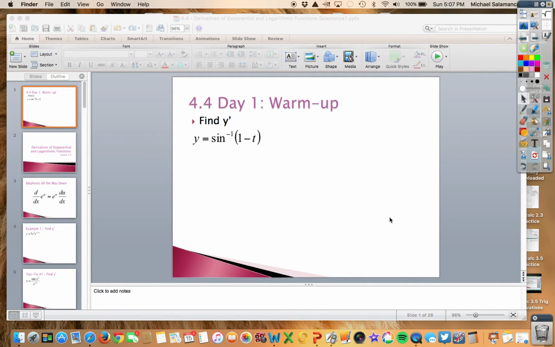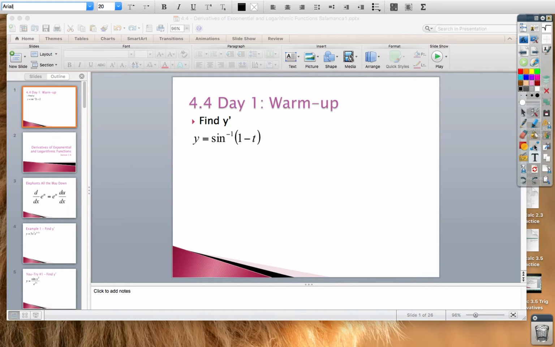Hello students, in today's video we're going to work on derivatives of exponential and logarithmic functions. So let's get started. It'd be a good place for you to pause your screen and try this problem on your own. Hopefully you've paused the screen and you're just coming back right now to check your answer.